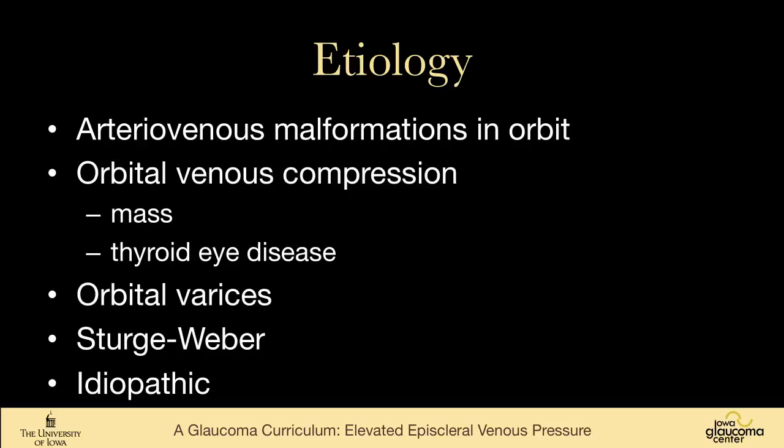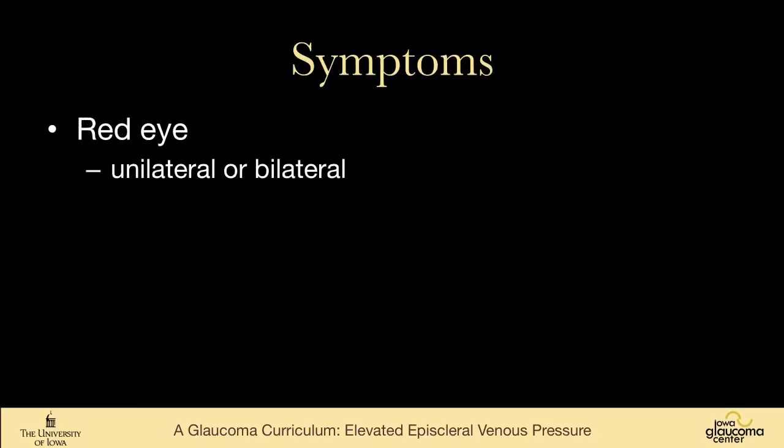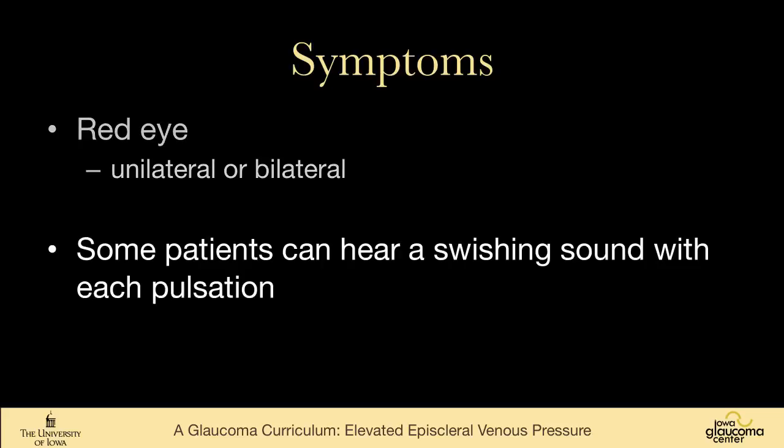I don't like lists, but besides those two causes or AV malformations in the orbit, things that compress venous outflow, such as a mass or thyroid eye disease, orbital varices, Sturge-Weber, which we talk about in another lecture, and then this can be an idiopathic finding. The patients present usually with a red eye that is usually unilateral but can be bilateral. And some patients can actually hear a swishing sound with pulsations in their head.